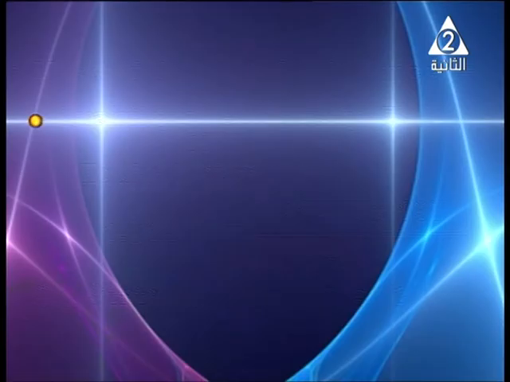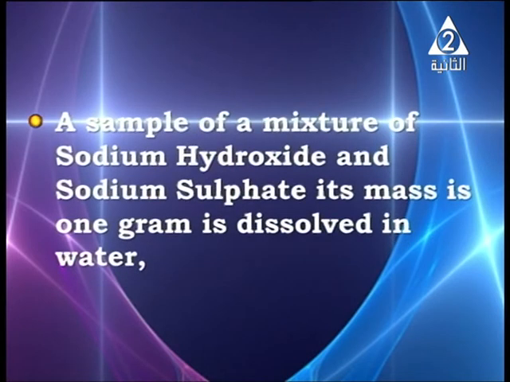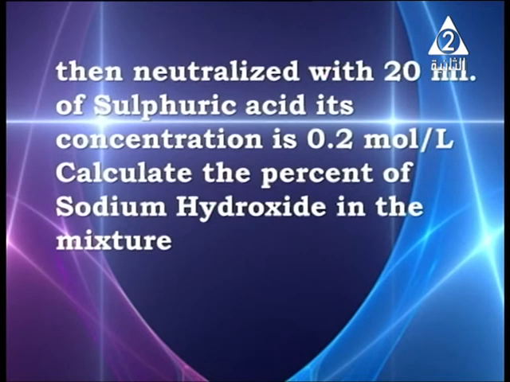It's trivalent. A sample of a mixture of sodium hydroxide and sodium sulfate, its mass is 1 gram, is dissolved in water. Then it is neutralized with 20 milliliter of sulfuric acid. Its concentration is 0.2 mole per liter. Calculate the percent of sodium hydroxide in the mixture.